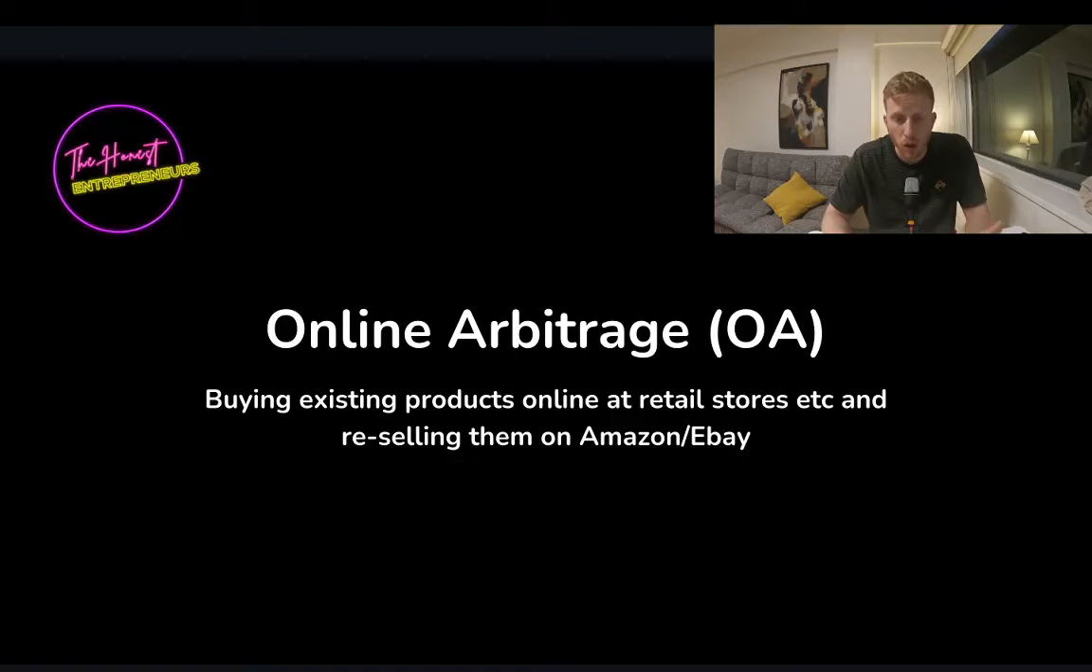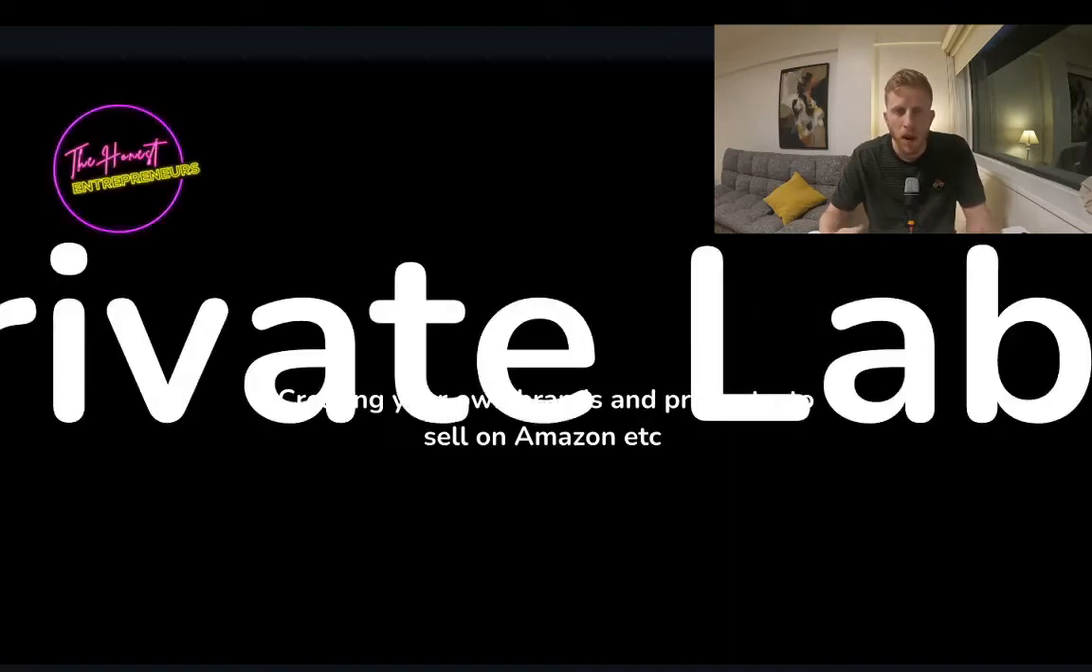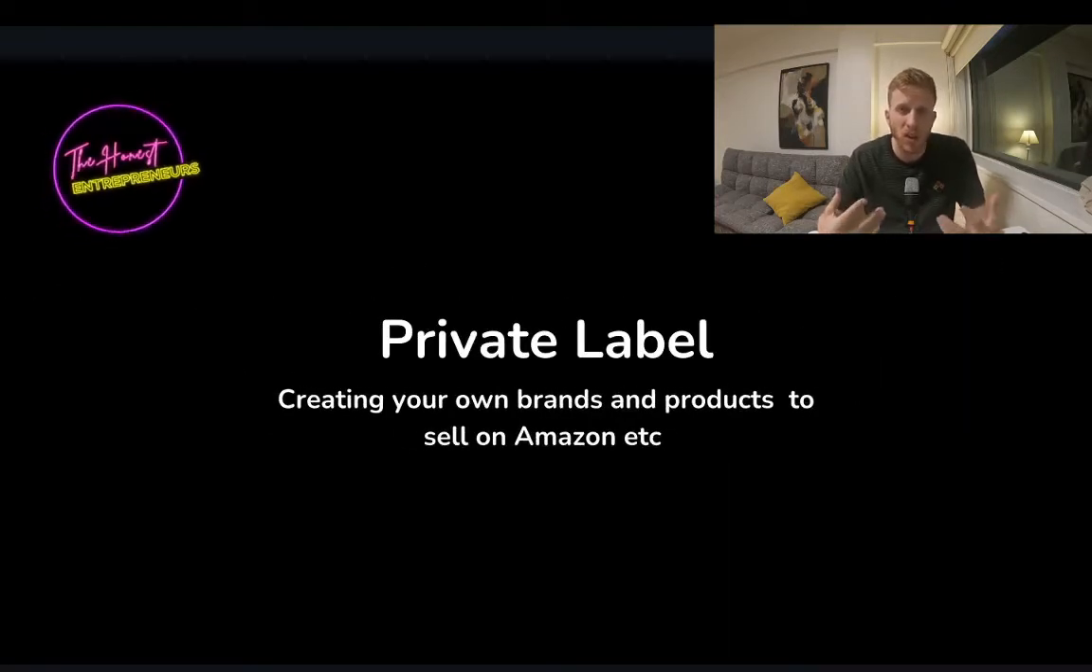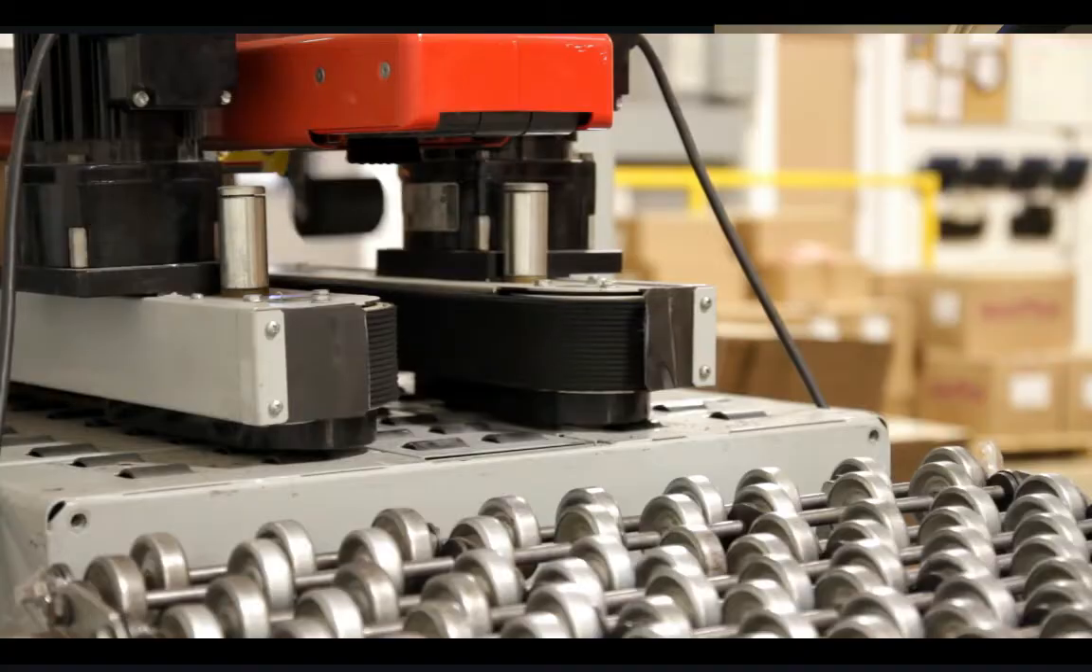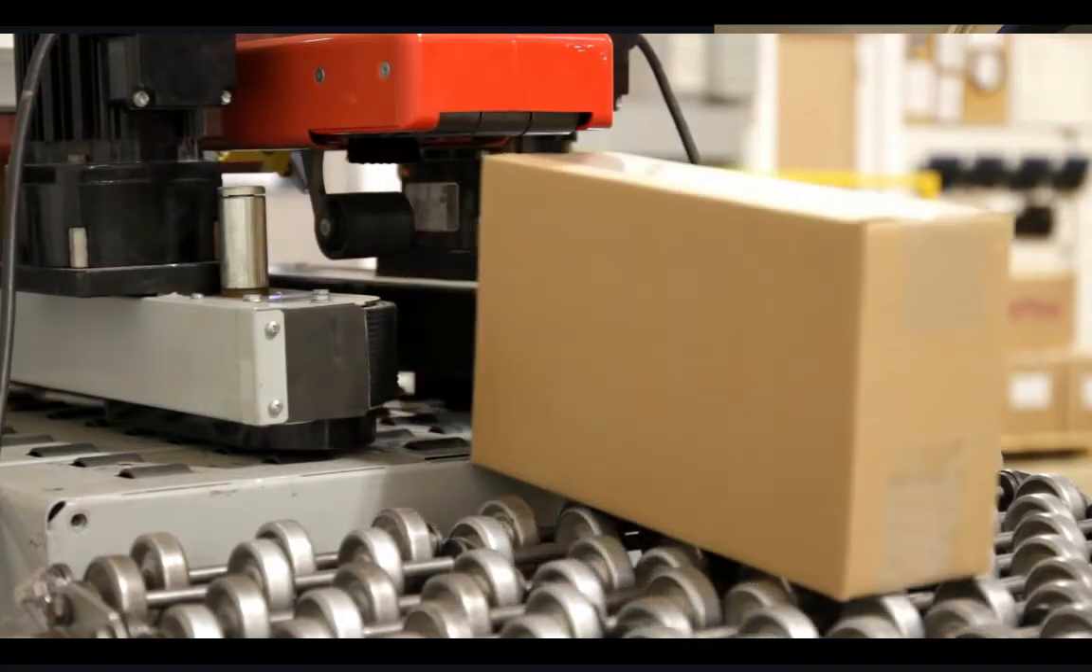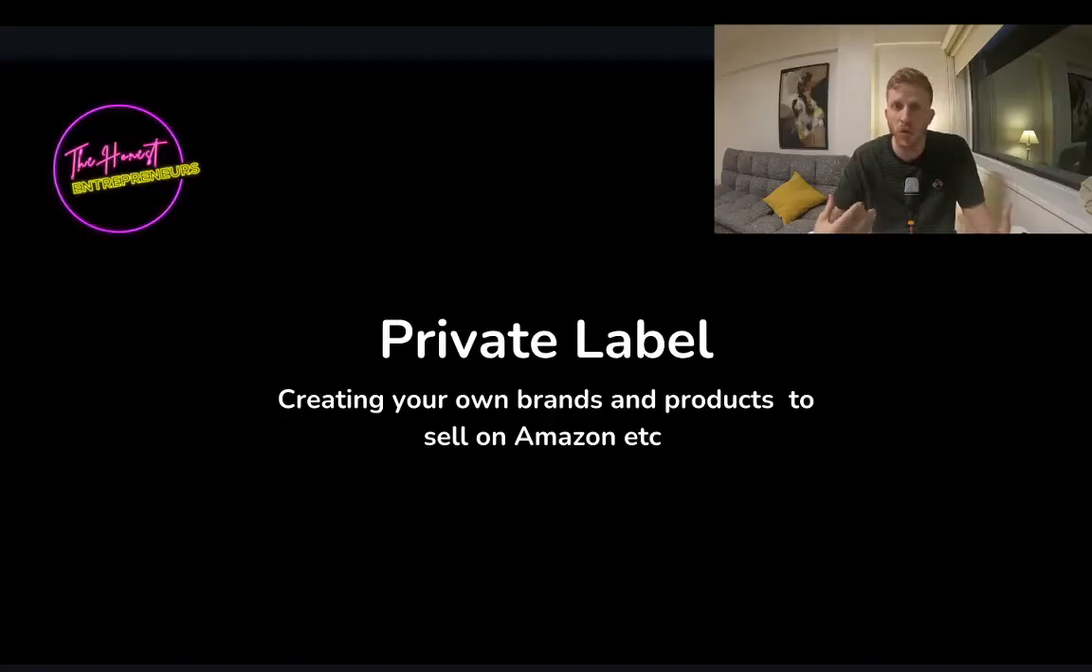So moving on now to private label. Private label, the difference is that you're actually creating your own brands, you're creating your own products, and you're selling them on whatever sales channel you choose. So the one that we sell on is obviously Amazon, but you can sell them on eBay or you can create a Shopify store. Essentially, this is creating your own products, selling them wherever you want online.